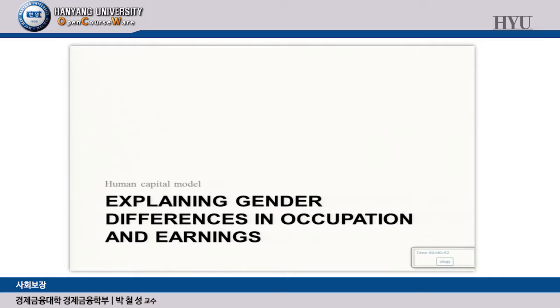So for example, if you go to a department store, most of the salespersons are women, it seems like. And if you go to, let's say, a construction site, then most of the workers there are men. So there are some kinds of segregation in occupations as well. So we are going to think about what explains those gender differences. Okay, first let's start with the human capital model.